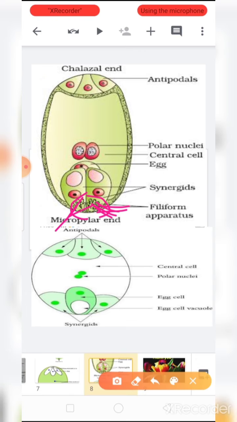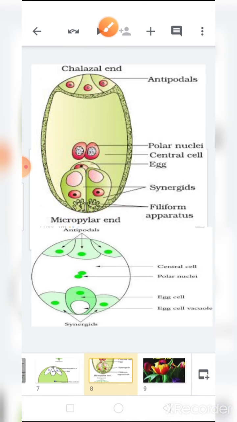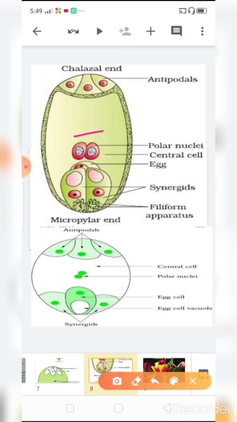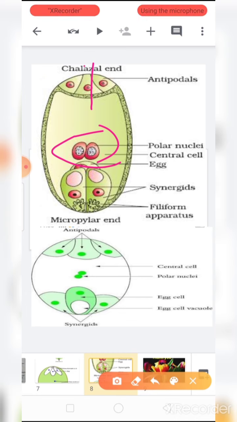Next, coming to the diploid secondary nucleus. One nucleus from the chalazal end and one nucleus from the micropylar end come to the center of the embryo sac, fuse together and form the diploid secondary nucleus.